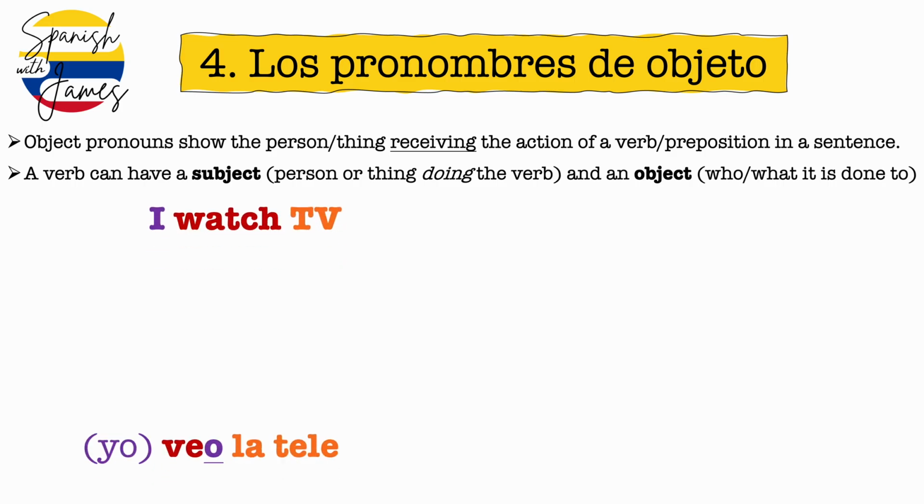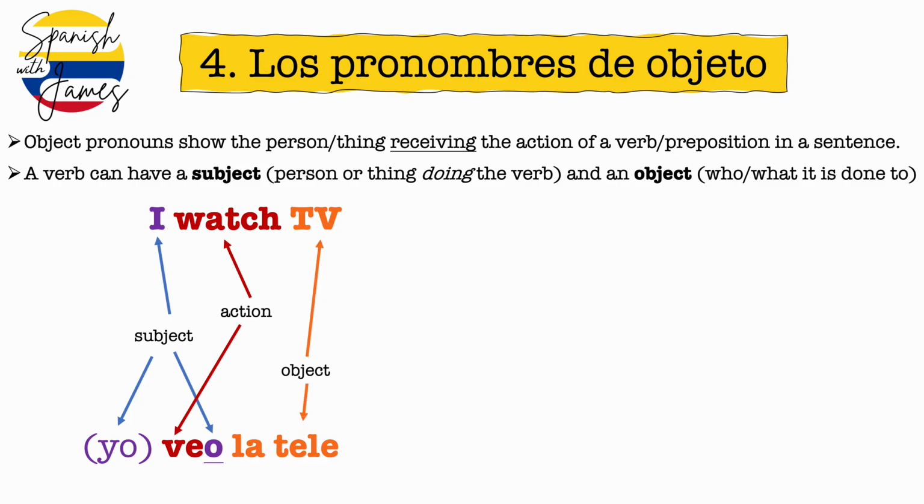For example, if I said, I watch TV, veo la tele, or yo veo la tele. The action is watching, it's the verb ver. The subject is I, which is yo, or it can just be in the o that I put on the end of ver. And the thing being watched, the object, is the TV, la tele. So I am the subject because I'm doing the watching. The TV is the object because it's being watched. If I swapped the subject and object, it would mean the TV was watching me, which would be strange.